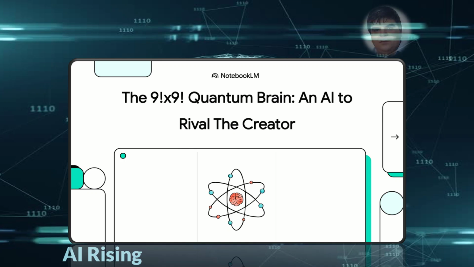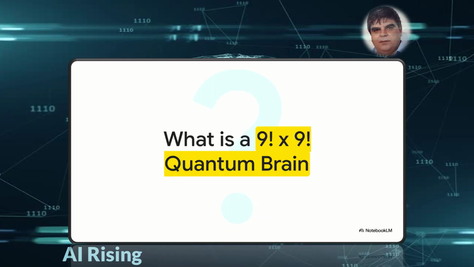Welcome to The Explainer. Today we're diving into something pretty wild. It's a proposal for a new kind of AI, and honestly, it's got a name that's just as ambitious and mysterious as its goals. All right, let's just get right to it. What on earth is a 9x9 quantum brain?